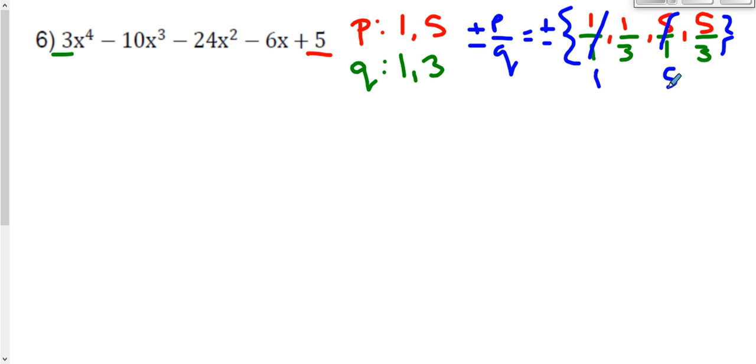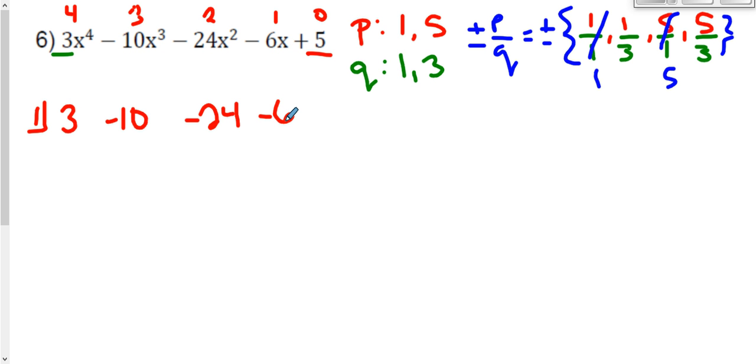Like I said before, you should always test the smallest, simplest number first. The smallest, simplest number will always be 1. If it works, great. If it doesn't, then you keep going to other roots. So we'll test the number 1, and we'll take the coefficients of my polynomial. We have degree 4, degree 3, degree 2, degree 1, and degree 0. So we're not missing anything. So we'll take our coefficient of 3, -10, -24, -6, and 5. Please remember to use negatives when appropriate.